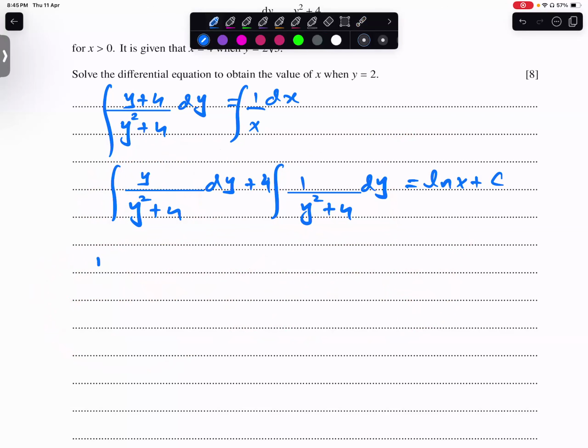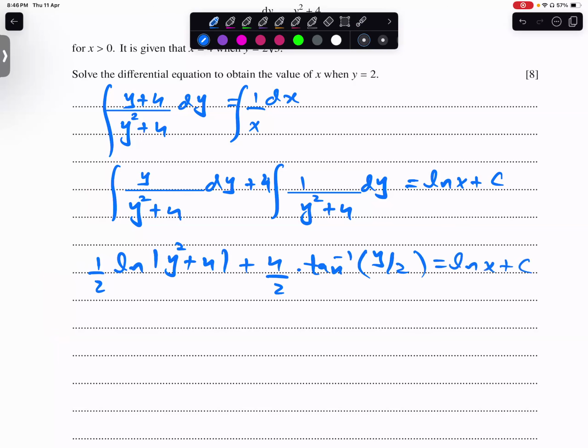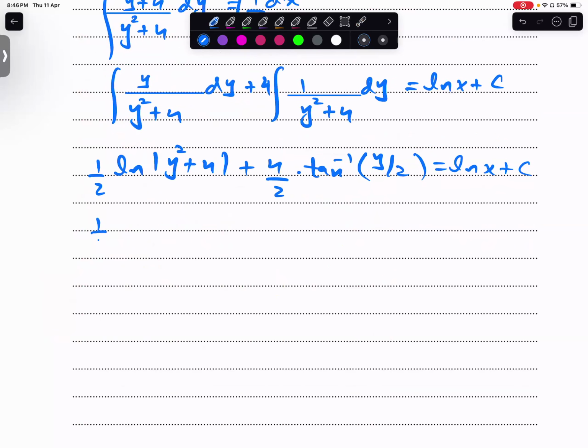So 1 over 2 natural log of... You don't need to show all the steps, please. I told you many times, do not show all the steps. Just do it in your mental math and then write the final answer. This is the final answer: 1 over 2 natural log of y square plus 4 plus 2 tangent inverse of y over 2 is equal to natural log of x plus c.